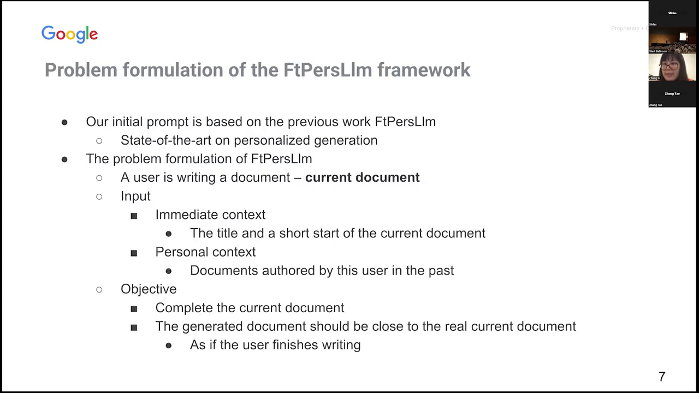Our initial prompt is based on previous work, which is a state-of-the-art on personalized generation. In the problem formulation, a user is writing a document, which is called the current document. The input contains the immediate context, which is the title and a short start of the current document, and the personal context, which is composed of documents authored by the user in the past. The objective of the task is to complete the current document. The generated document should be close to the real current document as if the user finished writing.